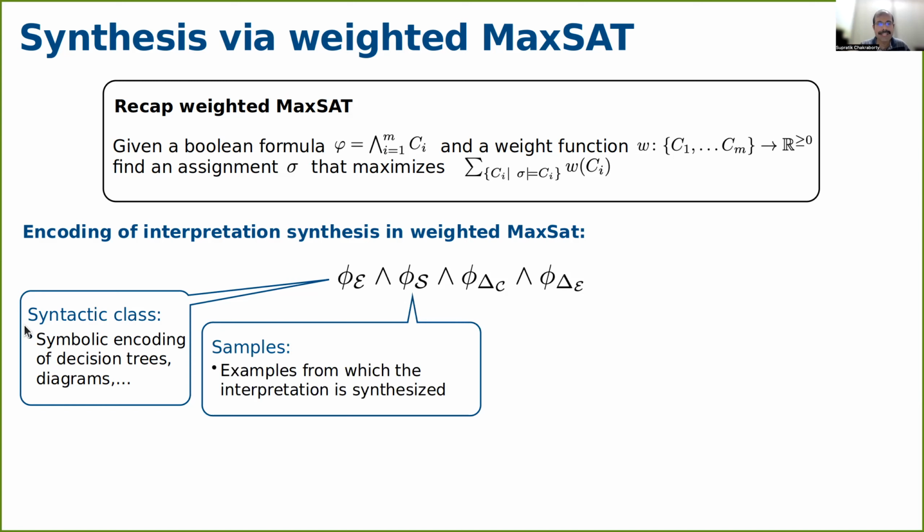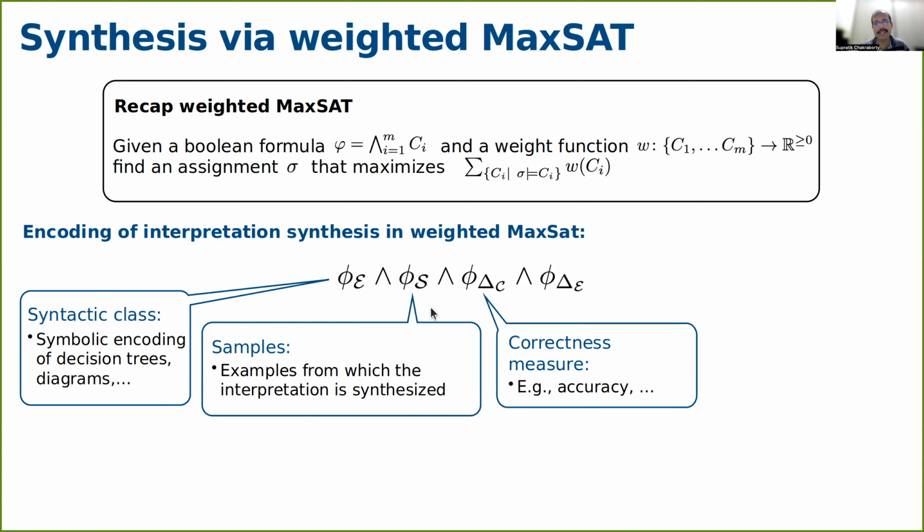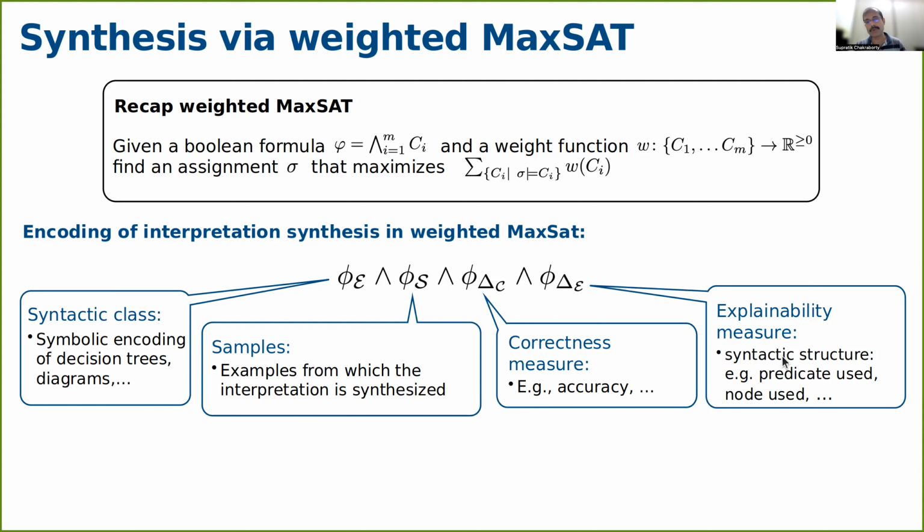This is encoding the samples. So remember, we said that we're going to take a carefully chosen set of samples. And these are the examples from which the interpretation is synthesized. So the samples will lead to the construction of some subformula here. This subformula will encode the correctness measure, and this subformula will encode the explainability measure. For example, how many nodes are there? What is the depth? Basically, how we want to define explainability. So in our case, we use the number of nodes and the weightage of the predicates used, but we could also encode other things. Right?